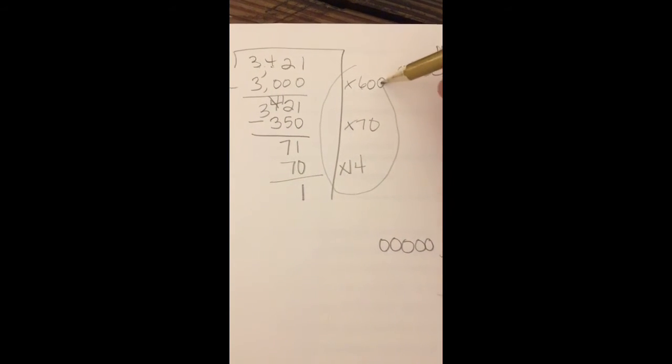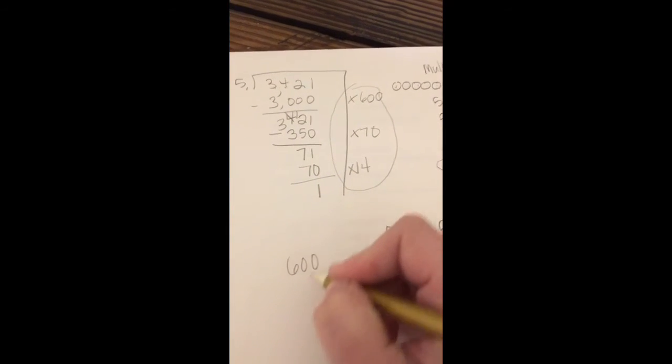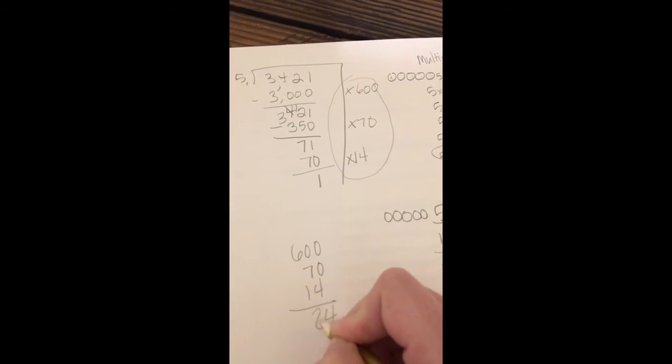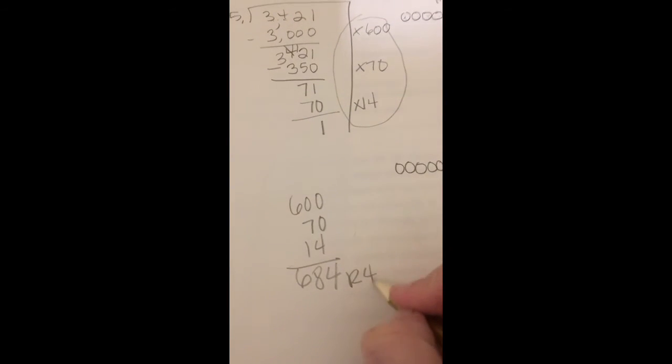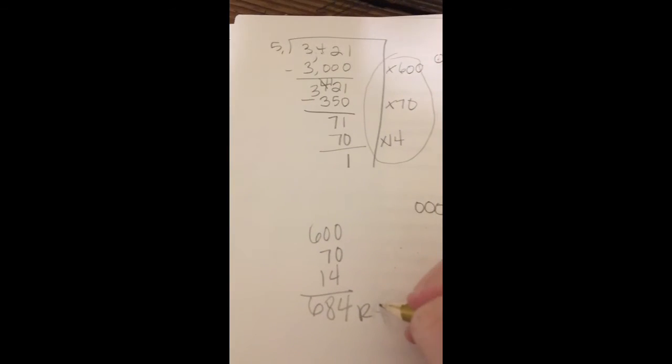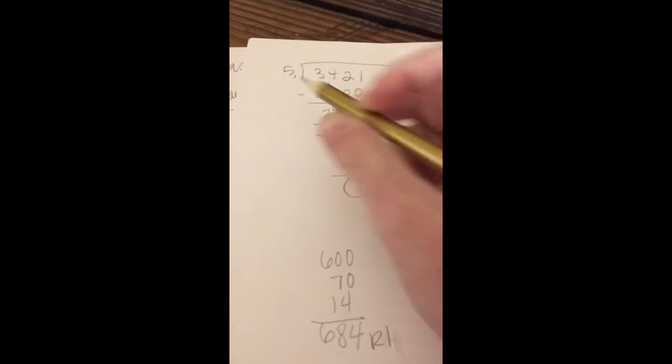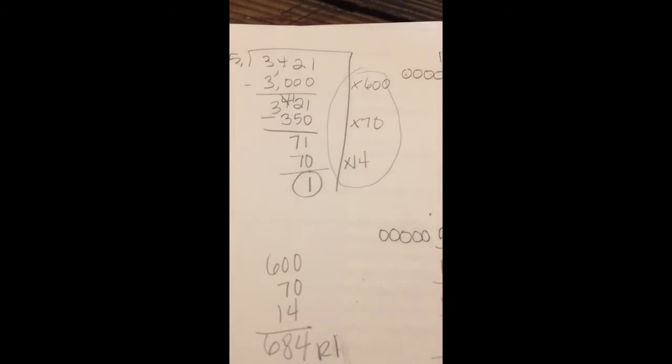So now we have to add up our partial quotients. Sorry, I'm trying to video and write. So we say 600, 70, and 14. And so our answer would be 684 with a remainder of 1. This is your remainder, always whatever's left, and it has to be less than your 5 up here.